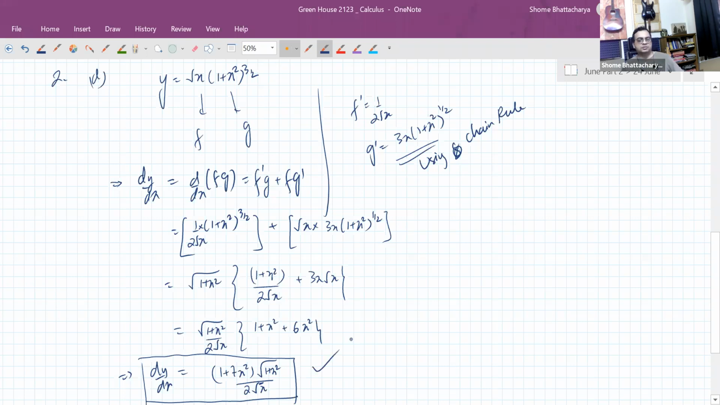So this is the maximum lengthy sort of question you can have involving differentiation. Right? So hope all the steps are clear. Just let me know if there's any doubt.